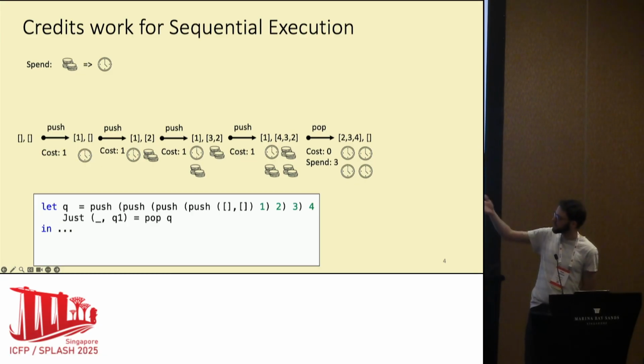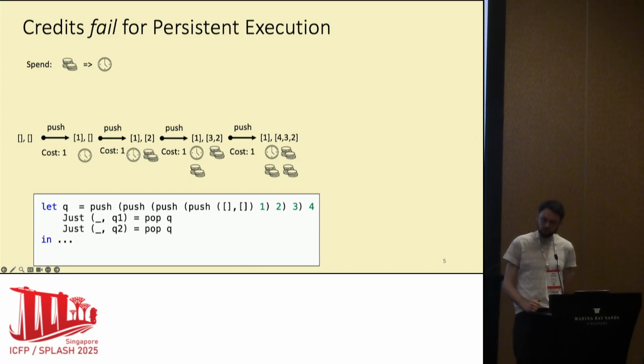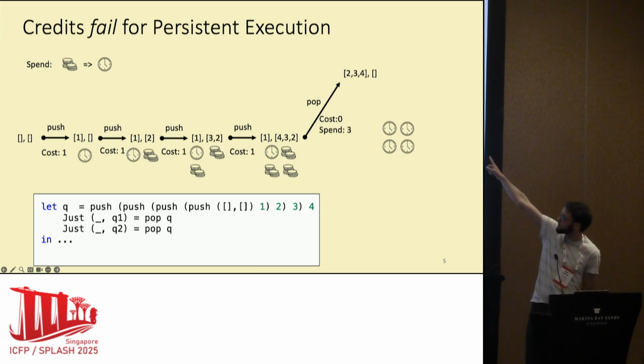In basically an imperative language, everything would be fine. But of course, we are in a functional language. And so in a functional language, everything is not fine, because we can actually pop from the same queue twice. And so if we do this last pop twice, well, the first time it's all fine. We just convert all of the credits into the times, and everything's good.